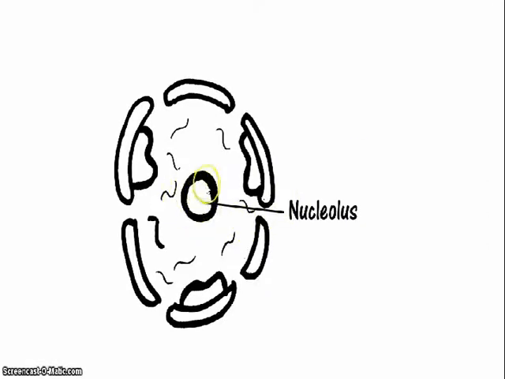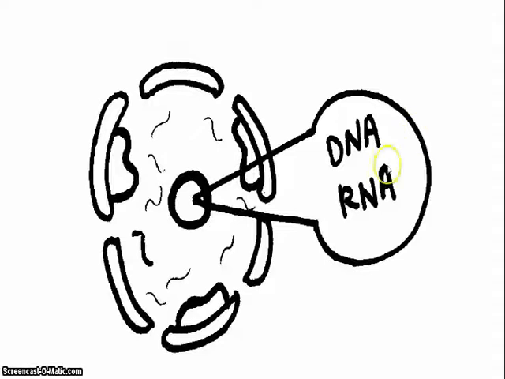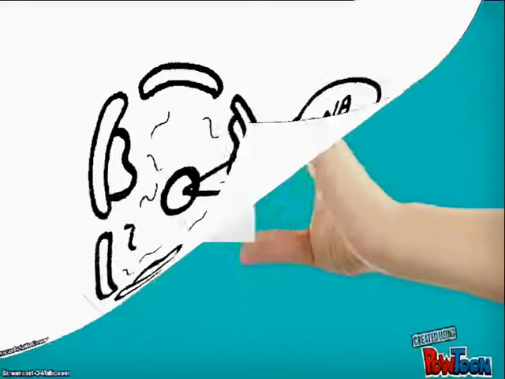The nucleolus is the rounded, darkly stained structure inside the nucleus. It functions to make ribosomes. The reason it stains intensely is because of the large amounts of DNA and RNA it contains. So that's it about the nucleus.